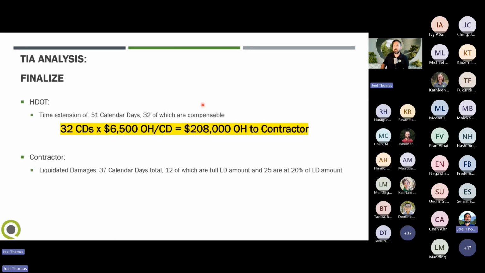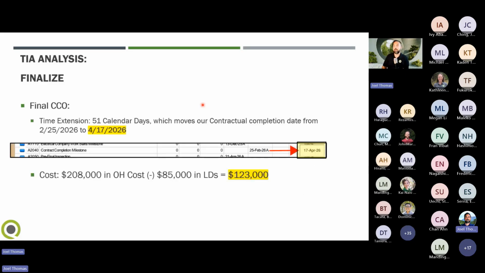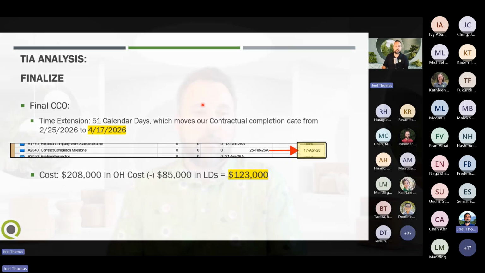We're finalizing it. We're doing a time extension of 51 calendar days, 32 of which are compensable. So this is the financial side. And then we end up with $208,000 that we would give to the contractor. But then we also need to factor in those LDs. We ended up with 85,000 in LDs, giving them the 51 days. That's going to move our contractual completion date from February 25th to April 17th. Final cost with this change order would be $208,000 in overhead minus the 85,000 in LDs. And we end up paying $123,000 with that 51-day extension.